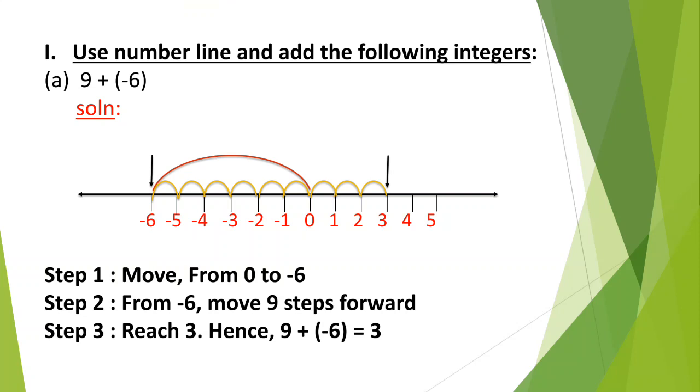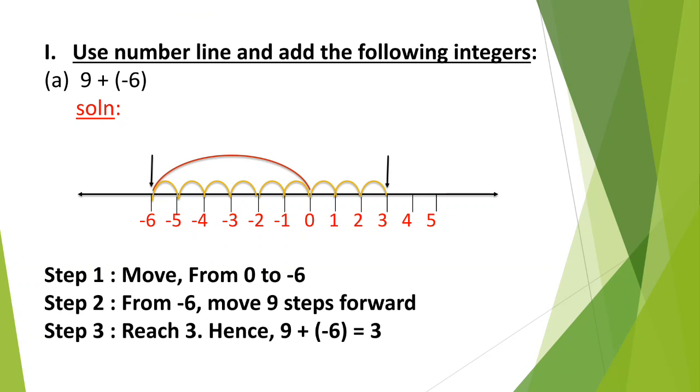Move 9 steps forward. Minus 6, after that minus 5, minus 4, minus 3, minus 2, minus 1, 0, 1, 2, 3. Totally, we came 9 steps forward and reached 3. From 0, we moved to minus 6. After that, we came forward 9 steps and reached 3. That is your final answer.